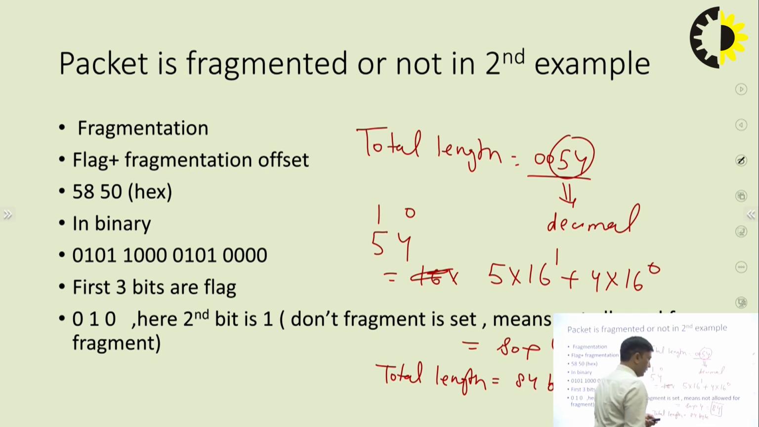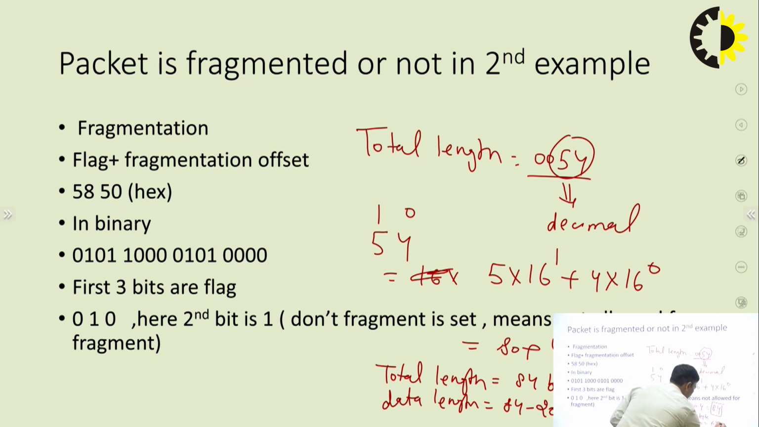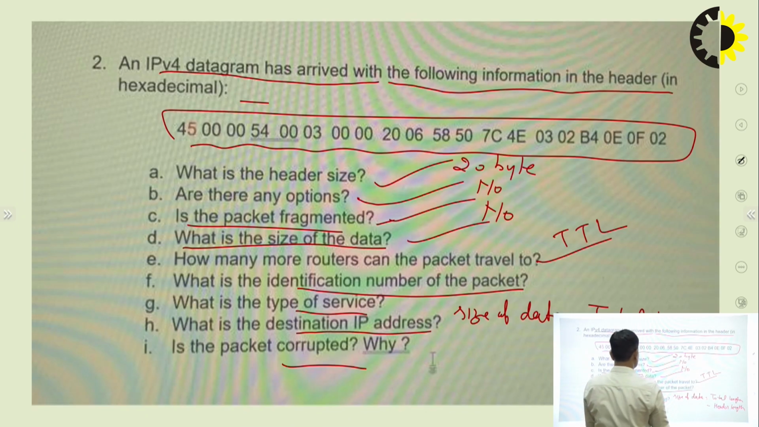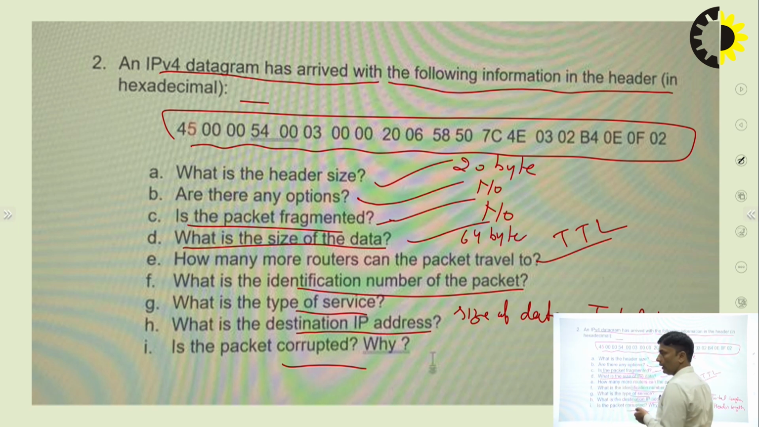So the data length will be total length minus header length. The header length is 20 bytes, which we have calculated already. So what is the data length? 64 bytes. The data length will be 64 bytes. So here, the size of data is 64 bytes. Okay, it is clear.